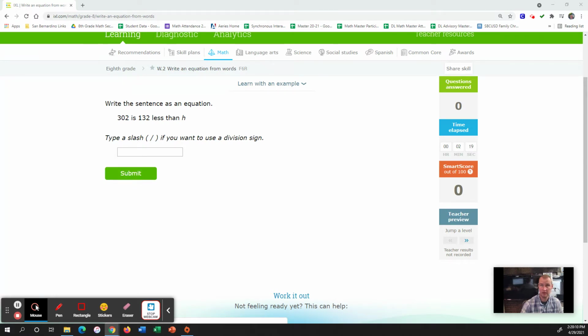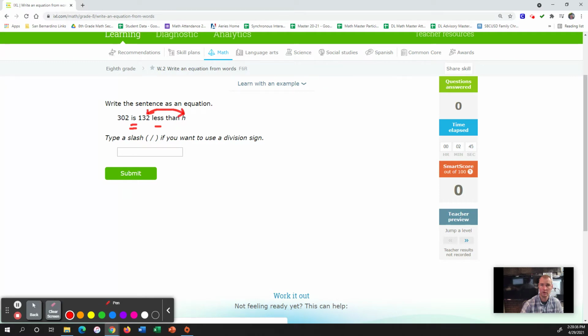Write the sentence as an equation. 302 is 132 less than H. Okay, so a couple things. The word is means equal. And the word less means subtract. Now, be careful with the word than, because the word than usually means switch your subtraction.